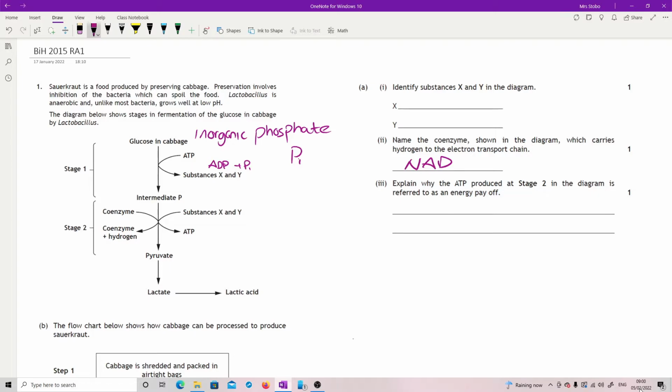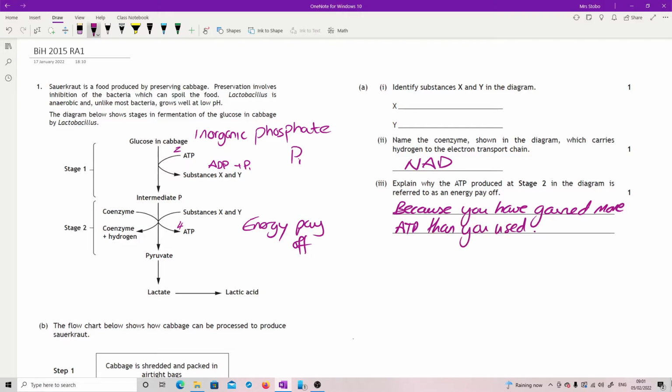This is the bit that you need to understand for your net gain stuff in glycolysis. What you've done here is you've put in 2 ATPs, but you've managed to bring back out 4. So this is the energy payoff. And it is the energy payoff because you have gained more ATP than you used.